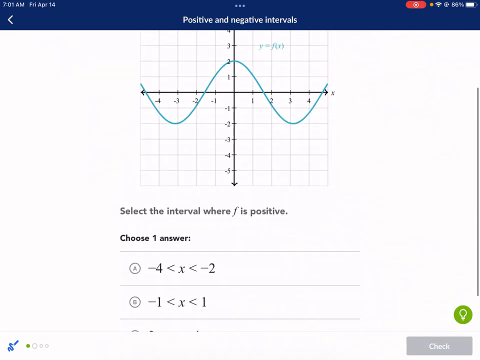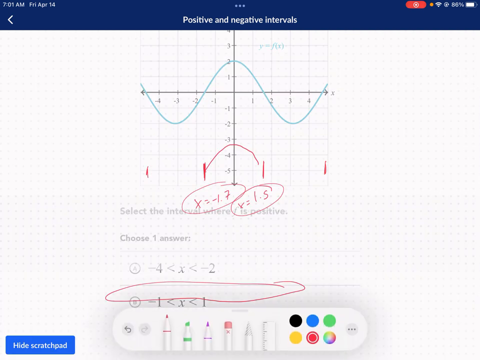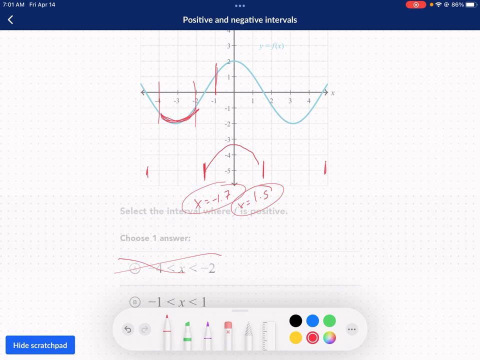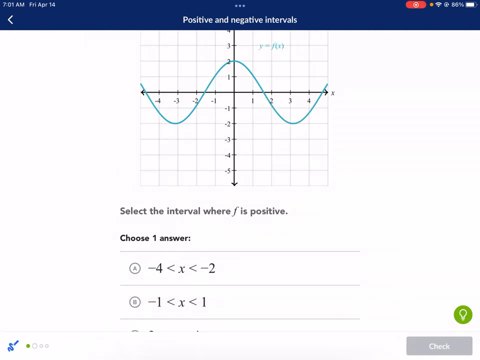We have between negative 4 and negative 2 listed. So let's take a look at where negative 4 and negative 2 are. The graph's down here between those 2 points. Clearly negative, so this one's out. We want it to be positive. Between negative 1 and positive 1, take a look. This one's definitely solid. This is above the x-axis. The y values are positive, so B is going to be our choice.